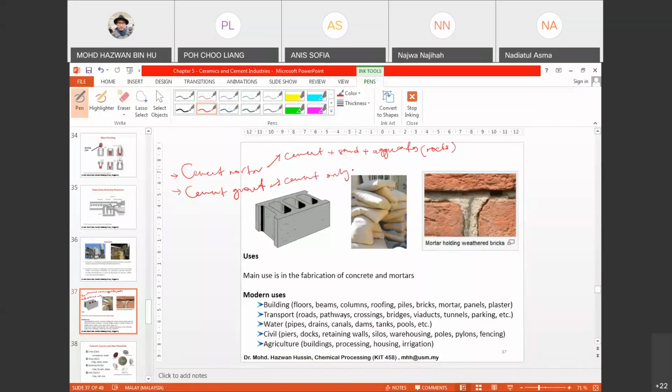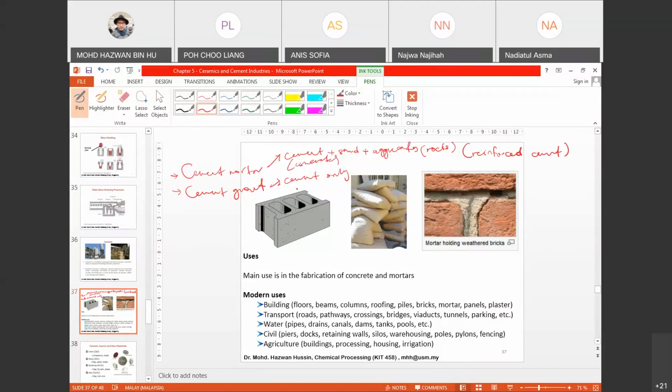Okay, so what's the difference between cement mortar and cement grout? Cement mortar means it is reinforced cement. You add a binder, you add the aggregates to make the materials become hardened. So you will see a lot of cement mortar being used in the production of concrete.